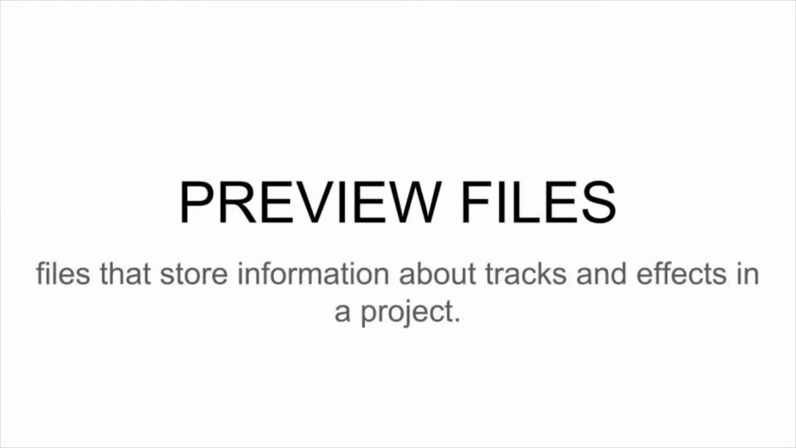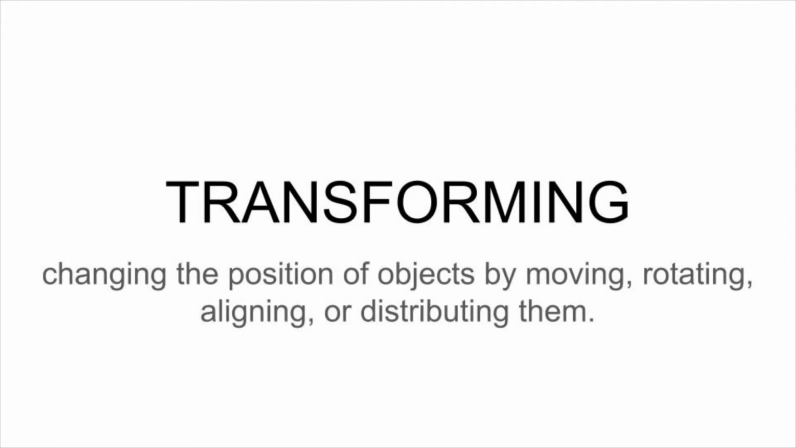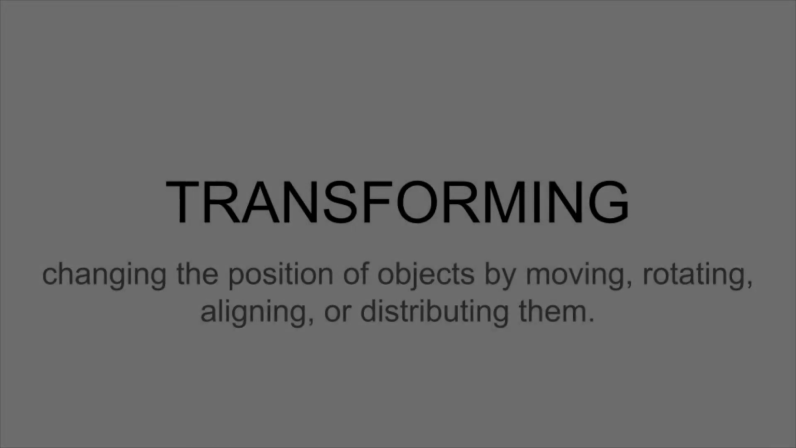Preview files are files that store information about tracks and effects in a project. Preview files are created during the rendering process and stored on a hard drive. They save time during the final export of a movie because the video edition application can use the information in the preview files rather than rendering clips again. The act of transforming means changing the position of objects by moving, rotating, aligning, or distributing them.